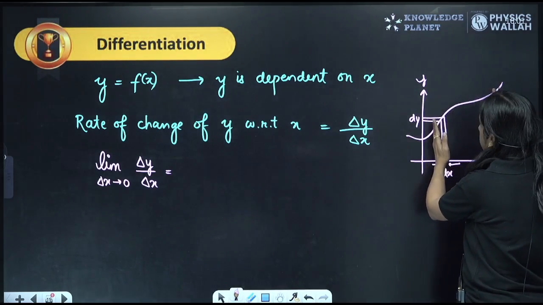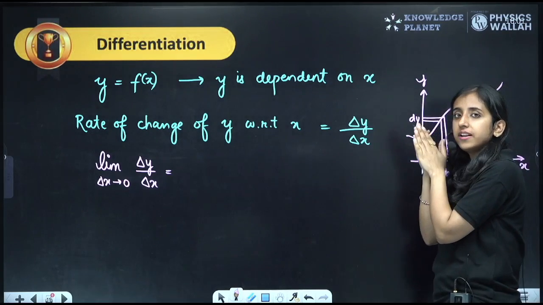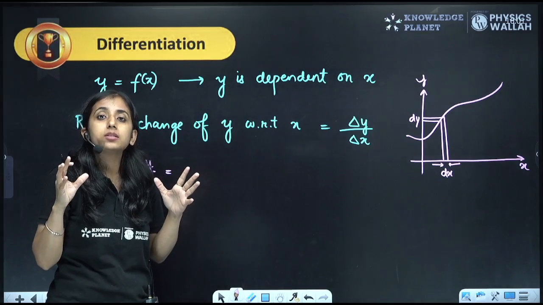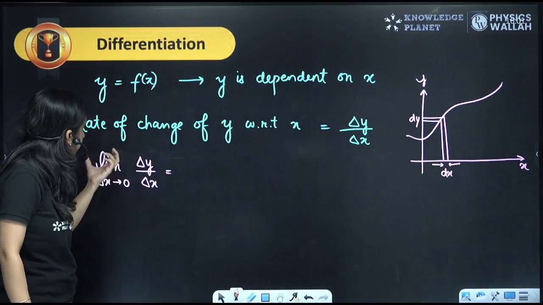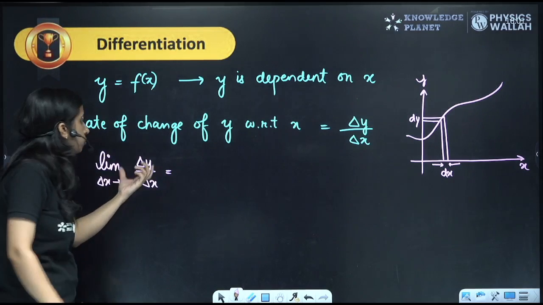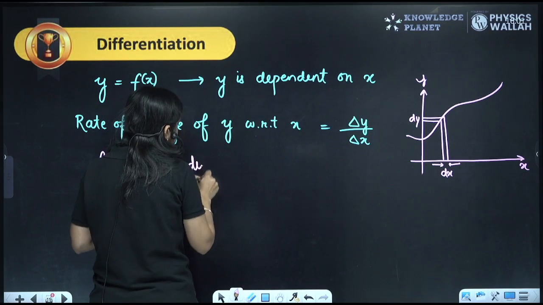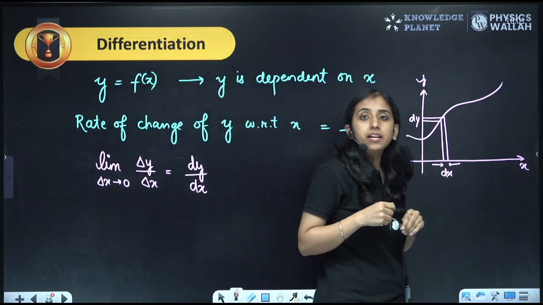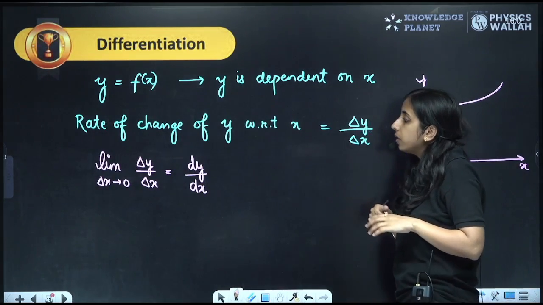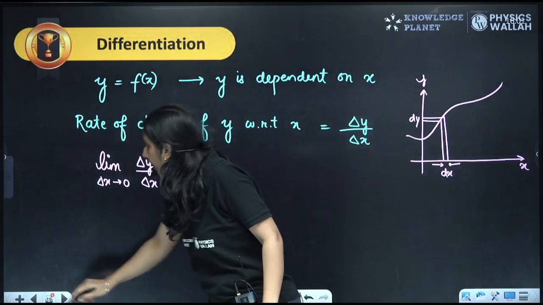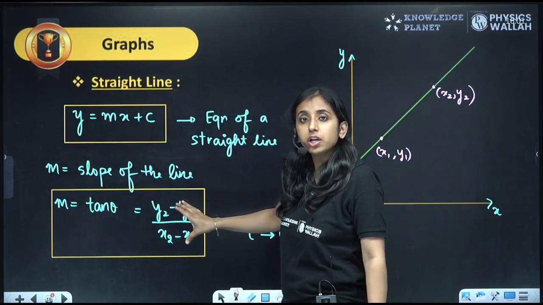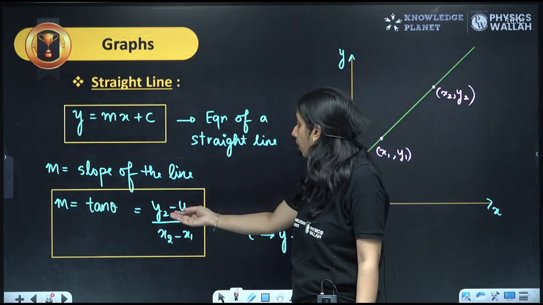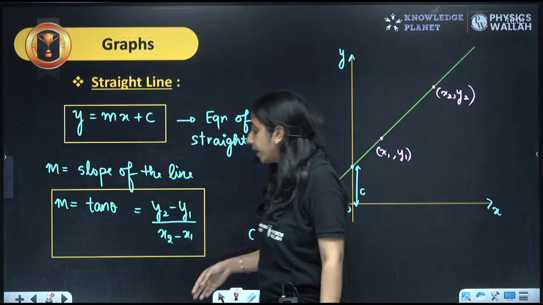The interval I chose earlier, I have reduced it to very small values such that it is almost 0. So we have the limit delta x tends to 0, and the rate will become dy by dx. Now if I have to find the slope of a line, it tells me the rate of change of y coordinate with respect to x, delta y by delta x, that is (y2 minus y1) by (x2 minus x1).